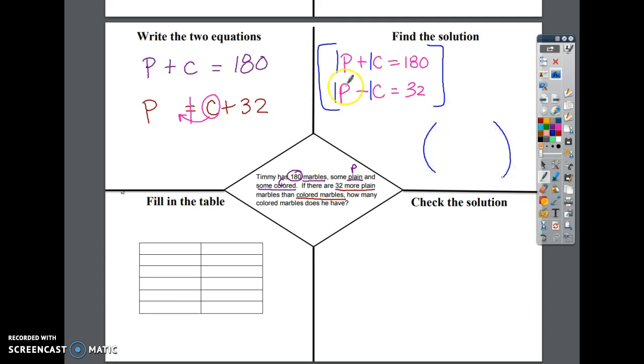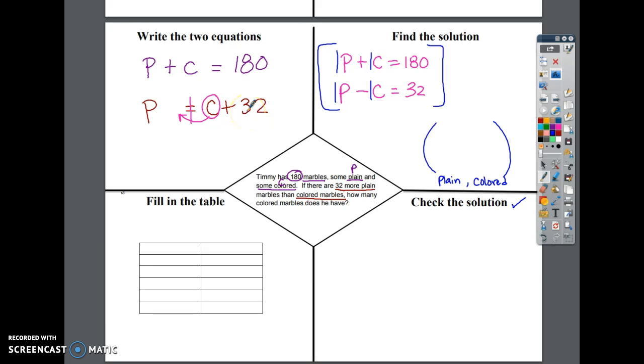Okay, we wrote down P's first, so that's the plain. And we wrote down colored, the C second, so that's colored. And then check your solution using these equations. Don't forget to use parentheses first.